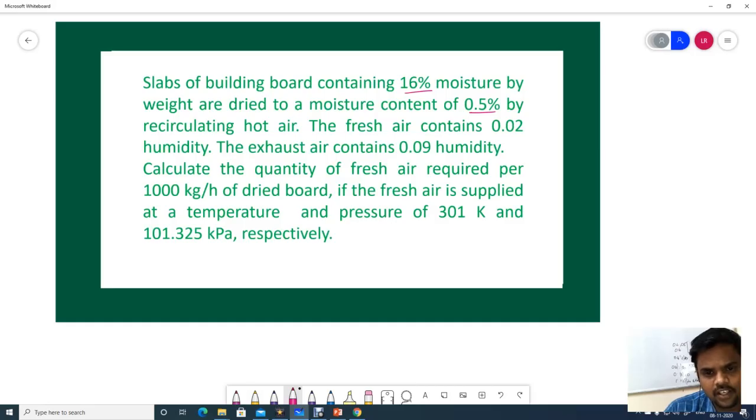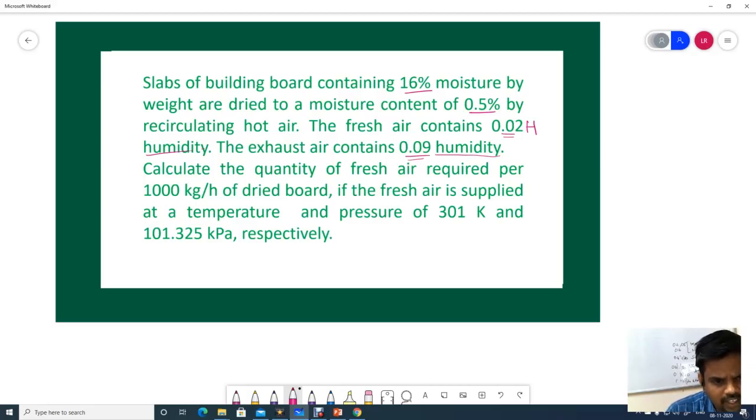The fresh air contains 0.02 humidity. So humidity can be represented as 0.02 H. If it is simply given as 0.02 capital H, it means the fresh air contains 0.02 humidity. What is humidity? We have seen the definition: it is the kg of water vapor per kg of dry air. The exhaust air contains 0.09 humidity, and the fresh air contains 0.02 humidity.